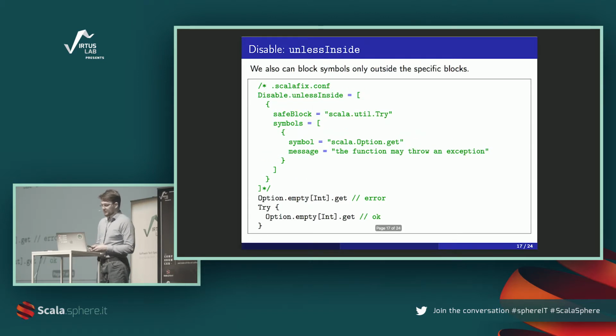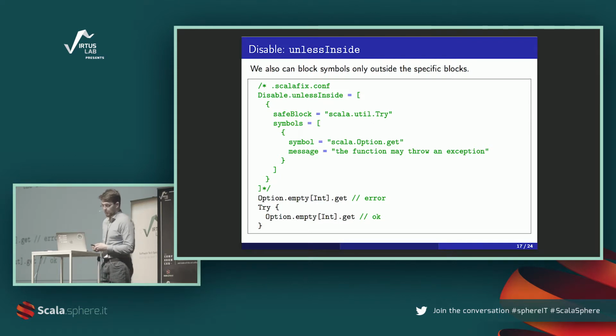Okay, the next mode is called unless inside. We want to block symbols only outside of some safe blocks. Well, here in my example, we have a safe block, try, and the symbol Option.get. Option.get can produce an exception, but the try block will catch it, and everything will be fine. So if we write Option.get outside the try block, it will produce an error. If it's written inside, it's okay.